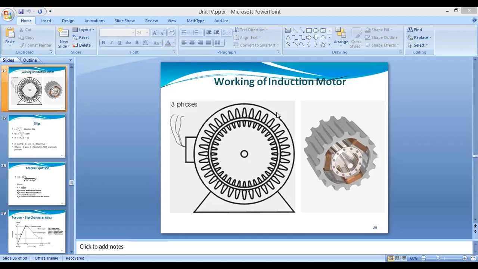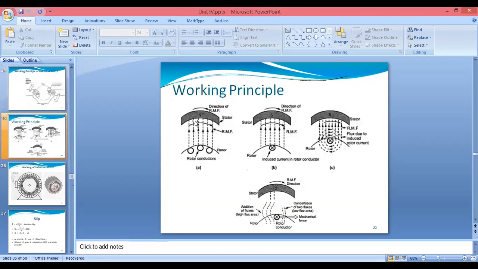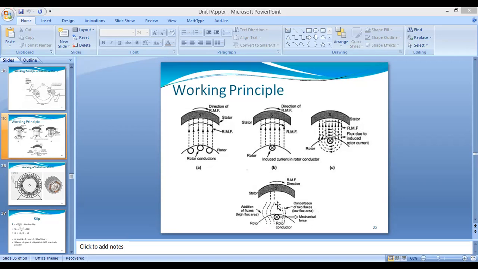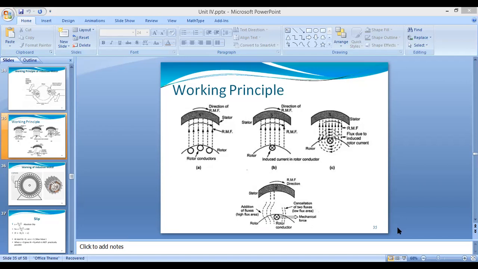It means, here you can see, it will move from the leading to the lagging phase. It will add those fluxes, higher fluxes, in that area. So you will get this production of the rotating magnetic field. This production of the rotating magnetic field we can also draw by using the three phases.